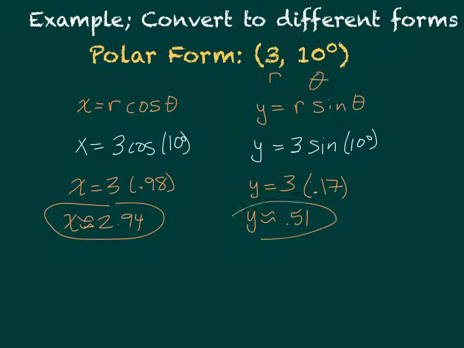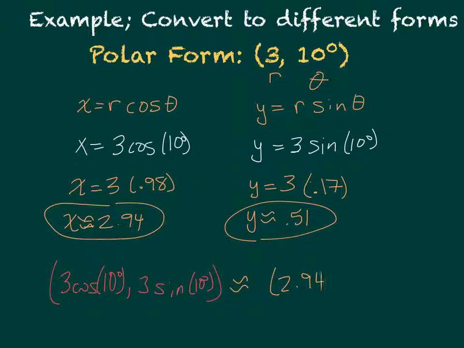So y is approximately equal to 0.51. So our exact answer would be 3 cosine of 10 degrees, comma, 3 sine of 10 degrees. And our approximated answer would be 2.94, comma, 0.51. So for now, the approximated answer will be fine.